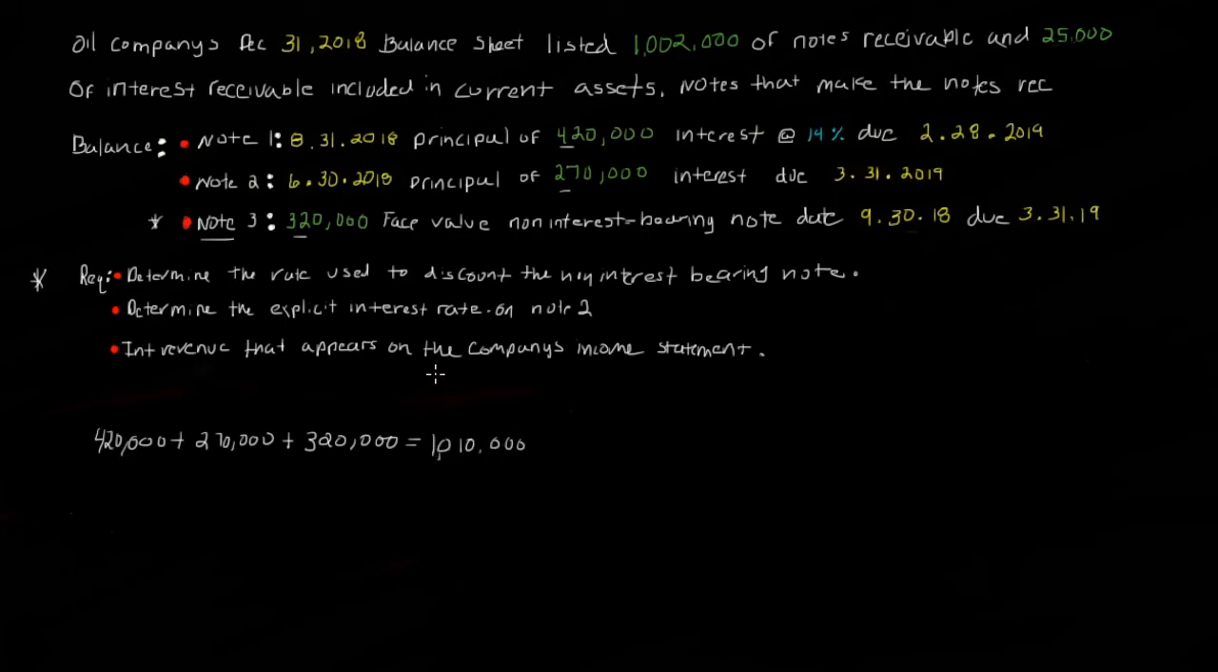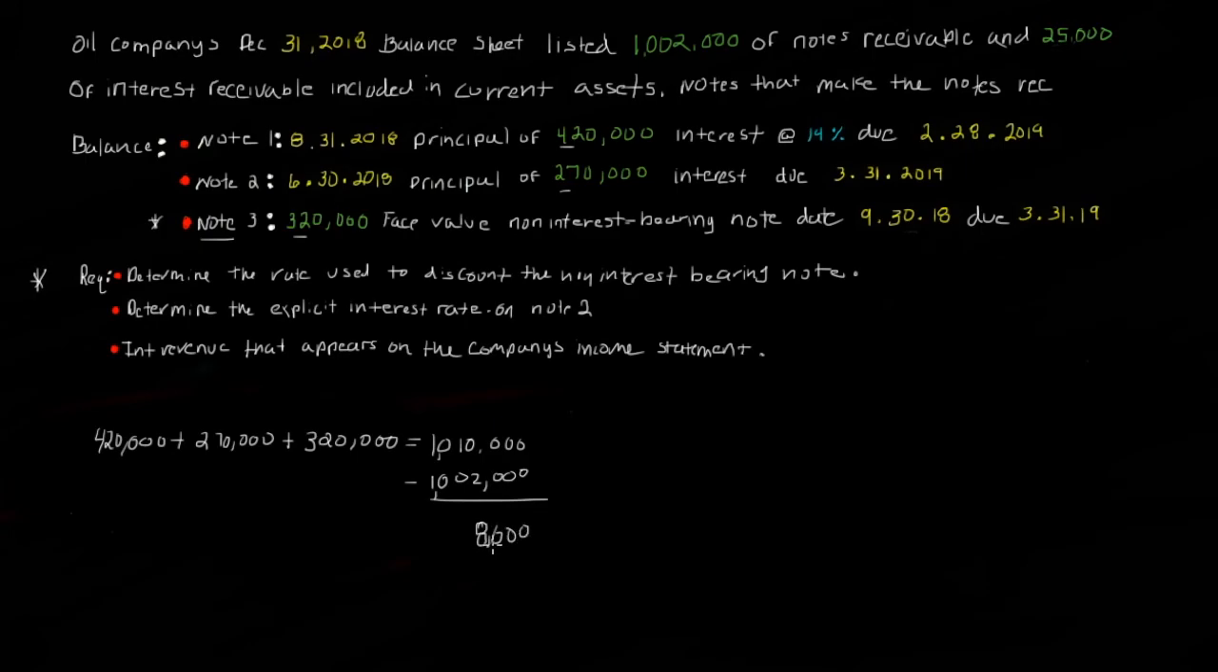Next step, we are going to go here and find the amount that is listed on the balance sheet as of December 31st, 2018, which is $1,002,000. And we're just going to do some simple subtraction, and you'll get $8,000.